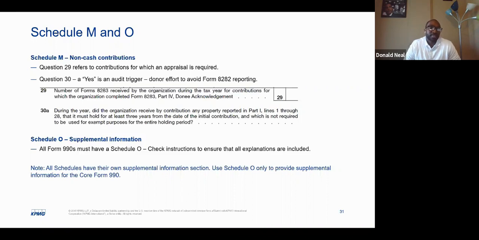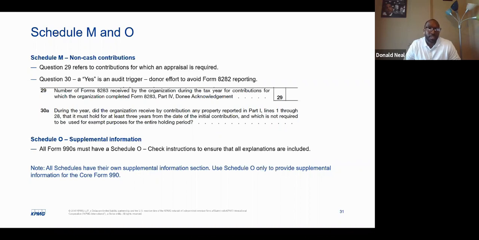When you're completing this particular section, there is very detailed information that you would have to show in regards to your non-cash contributions. So think about if you got a stock transfer or some type of investment, or maybe you received some property. This is when you would have to fill out this particular section, if it's more than $25,000.